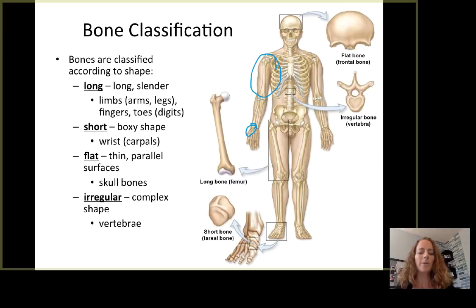The short bones are boxy-shaped bones. Those are unusual. We'll find those in the wrist, in the carpal bones. We also have flat bones, which are thin parallel surfaces. Primarily, we see those in the cranium. Irregular bones are unusual bones, like the vertebrae, and they have a complex shape.